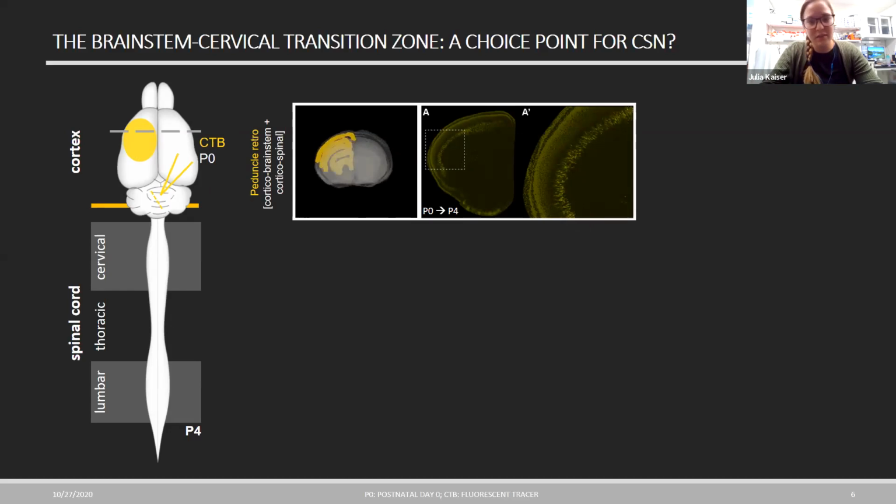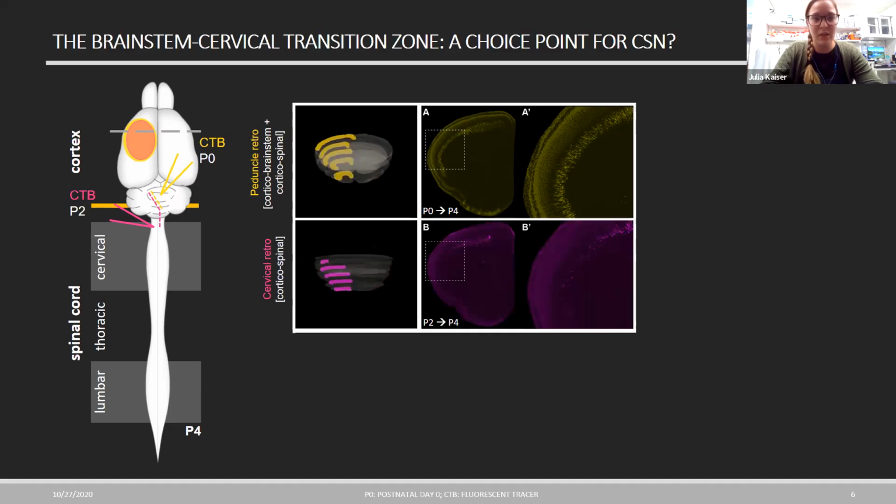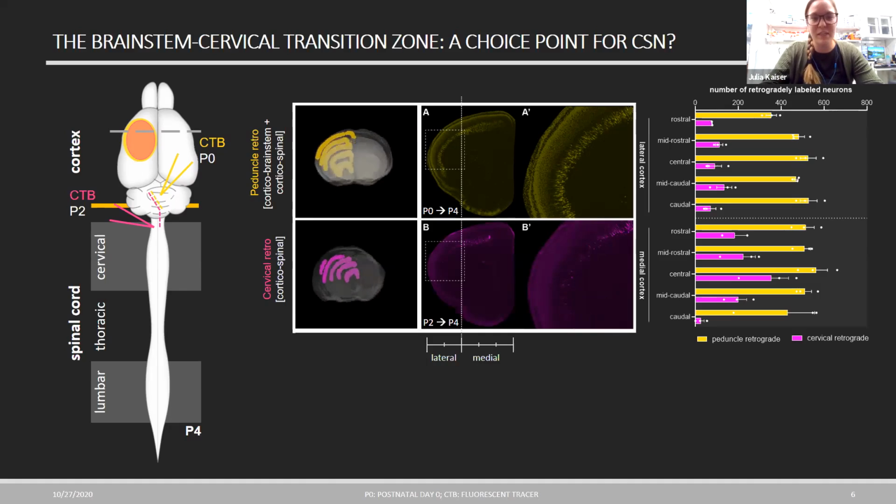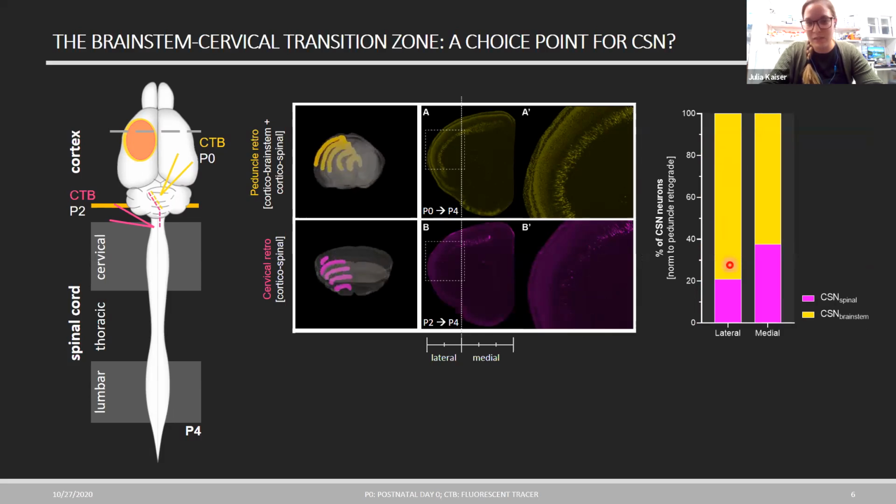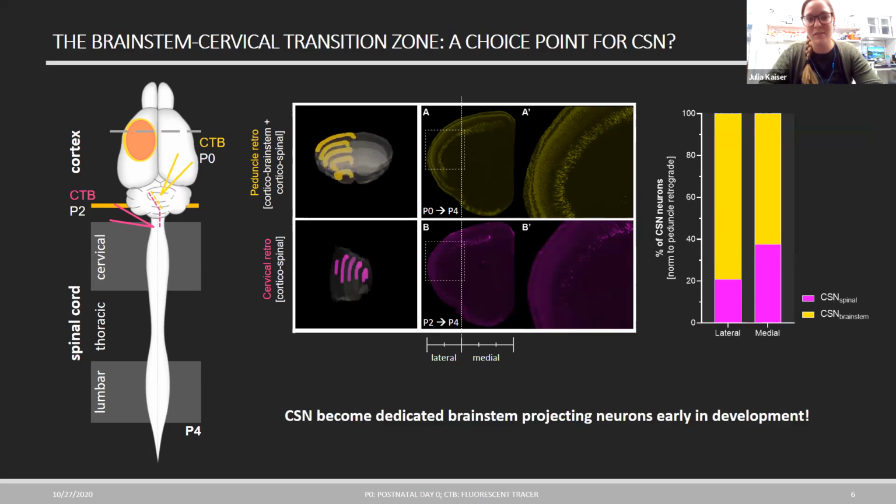And if our hypothesis is true that there is a subset of neurons that specifically projects only to the brainstem, and we inject the tracer at the cervical levels later on, we would expect that there is a subset of neurons that is labeled, and indeed that is the case. We see that first here in the cross section, but also in the quantification here. You can appreciate that in the lateral cortex specifically, a lot of the neurons are only labeled by the yellow tracer, not by the magenta tracer, showing that about 80% of the neurons actually become dedicated brainstem projecting corticospinal neurons.